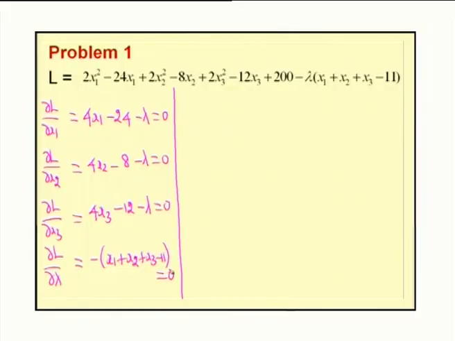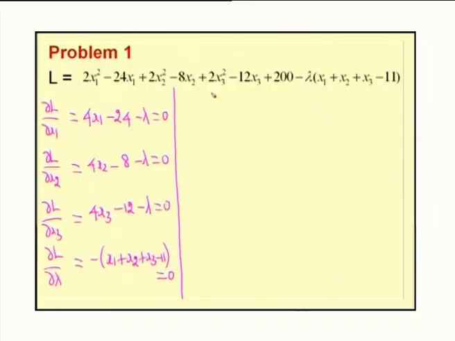Now, we have to discuss the sufficient condition for this nonlinear programming problem. To talk about the sufficient condition, first we have to construct the bordered Hessian matrix for the given nonlinear programming problem. This nonlinear programming problem has 3 decision variables and 1 constraint. Therefore, n equals 3 and m equals 1.